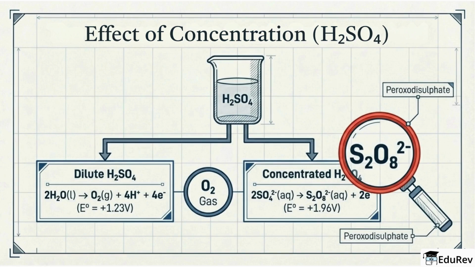Effect of concentration in sulfuric acid. Concentration changes the product. In dilute sulfuric acid, water is oxidized and oxygen gas is produced.